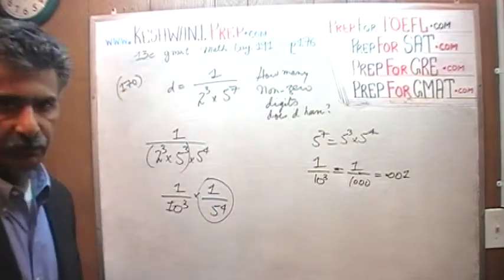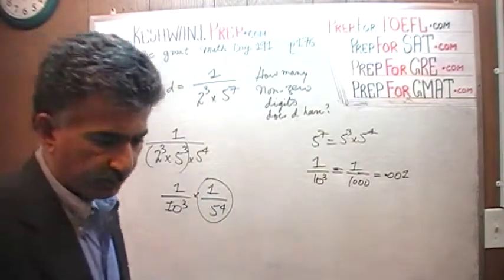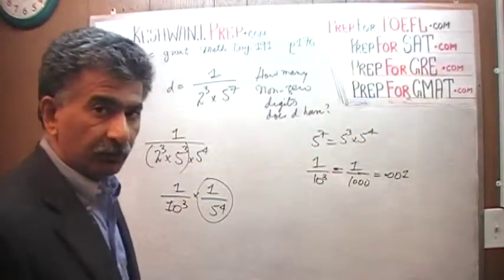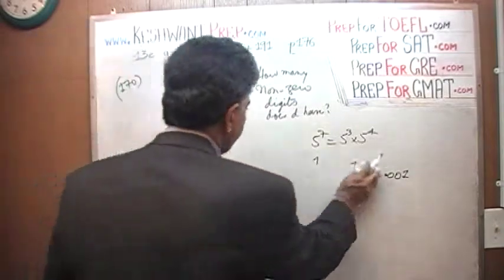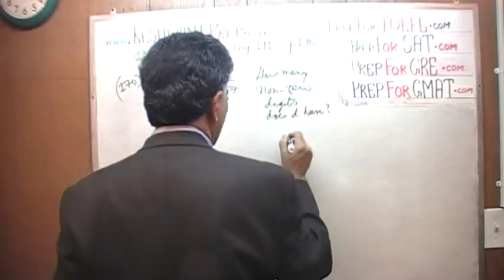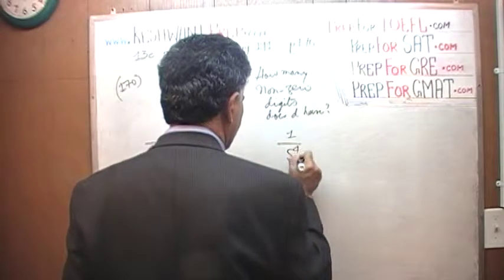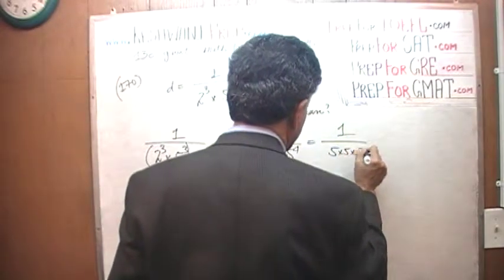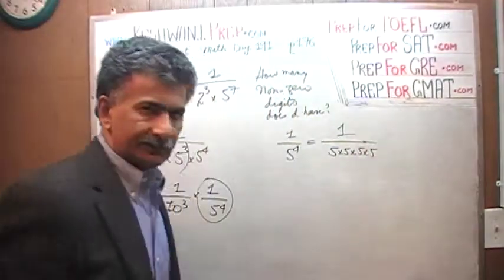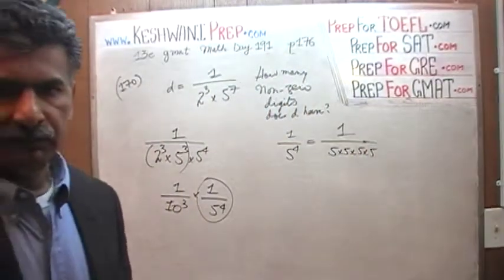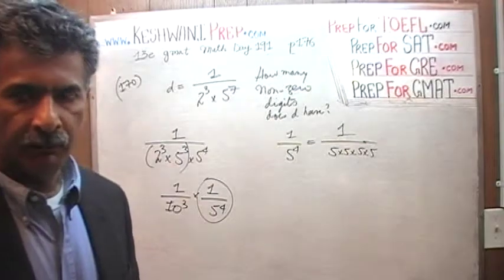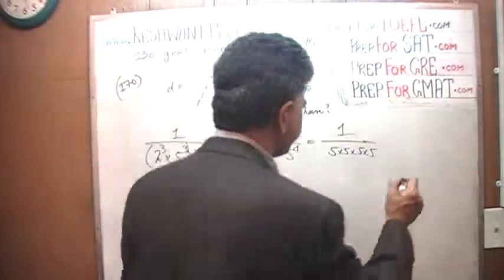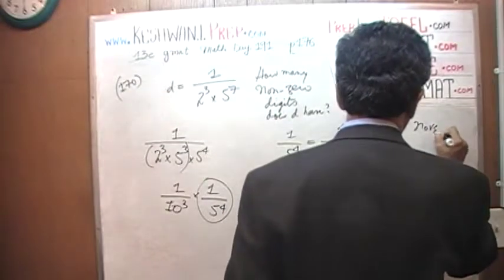This is the tricky part. This is where people will end up spending a lot of time. You have to do it in a smart way. Do you understand? Let's see what you can do here. 1 over 5 raised to 4. Don't just sit there and try to figure it out like this. There's nothing novel, unique or creative about it. This will take you forever and ever, as I just said. That's not going to get you anywhere.